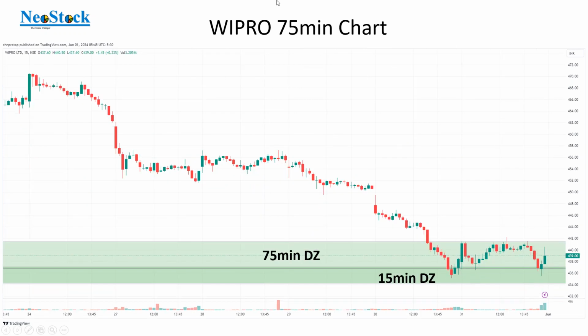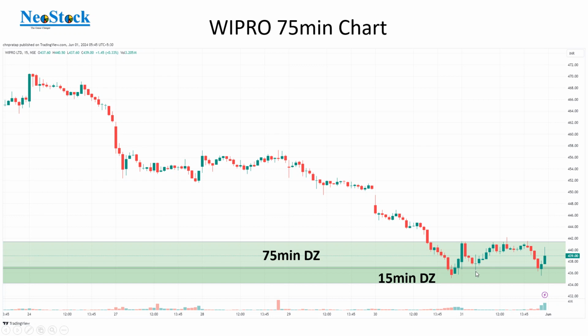This is a 15 minutes chart. I'm sorry, here in the heading I mistakenly typed 75-minute chart, but please treat this as a 15 minutes chart. This is a 15 minutes time frame chart. See here, Wipro Limited 15 minutes. This is today's candle. Today it picked up, I think around 10:30 or something.